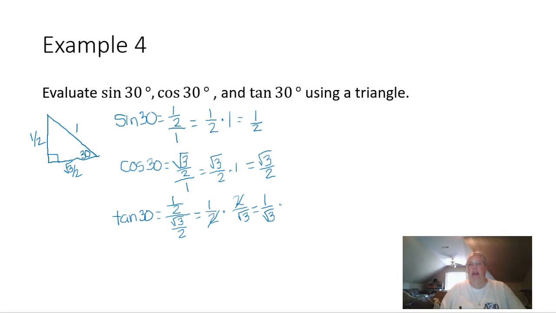And then let's rationalize that denominator. So we're going to multiply by the square root of 3 over the square root of 3. This is going to give me the square root of 3 over the square root of 9. But I know the square root of 9. It's just 3. So the tangent is going to be the square root of 3 divided by 3.